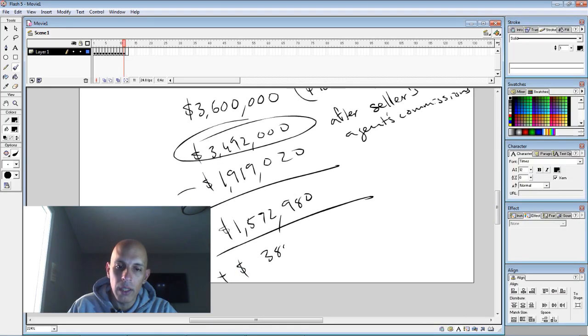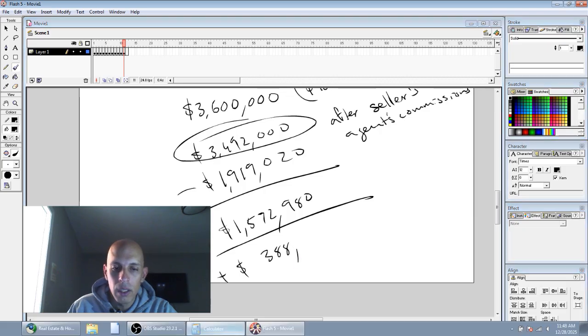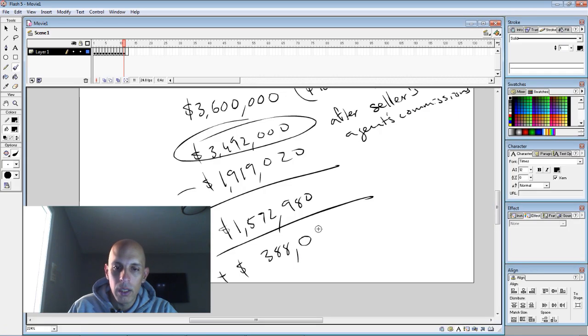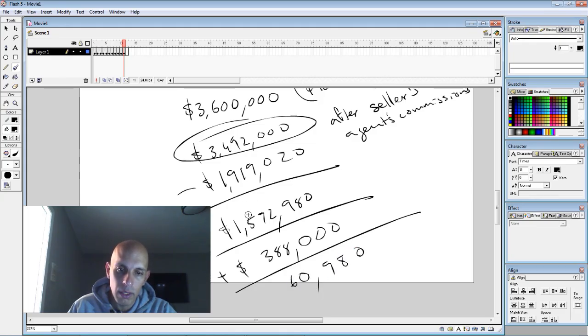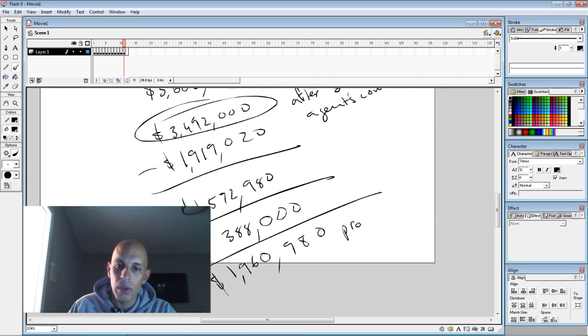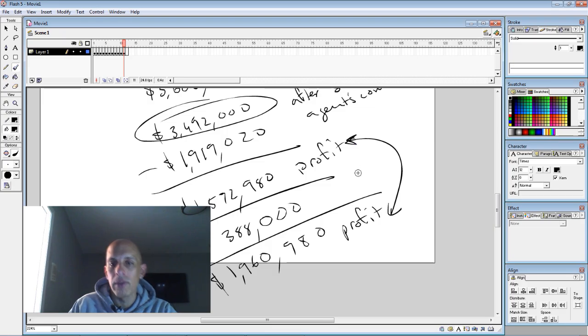plus 388,000 on average. So we're getting 8, 9, this is 0, 1, that would be 16, 1, 9, 1. So you're walking away with 1.96 million profit. And again, these are super conservative numbers here.